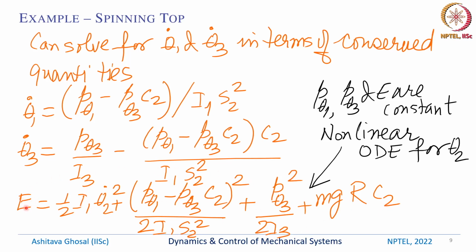So basically E is some conserved quantity, it's a given number. Okay, so this right hand side is a nonlinear ODE for theta 2. Why? Because p theta 1 and p theta 3 are also constants. These are numbers which are constant during the motion of this top. So we have this very complicated nonlinear ODE only in terms of theta 2. It is still pretty bad. Why? Because we have C2 square divided by S2 square, and then we have this theta 2 dot square. It is not a simple theta 2 dot. So it's a nonlinear ODE in theta 2 and theta 2 dot square.